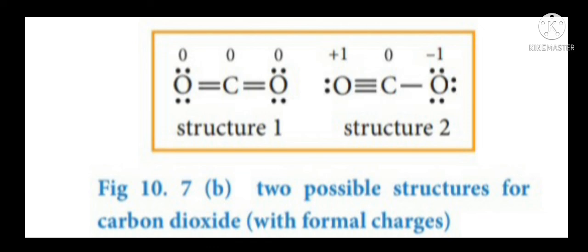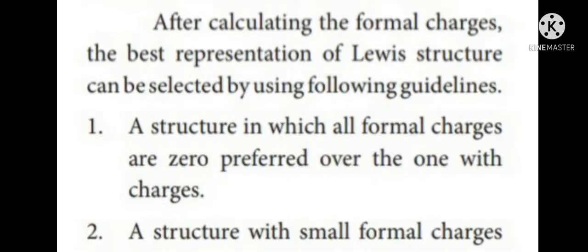In structure 1, all the individual atoms, that is both oxygens and carbon in the molecule, have formal charge value 0. But in structure 2, the formal charge of carbon is 0, the formal charge of the singly bonded oxygen is minus 1, and the formal charge of the triply bonded oxygen is plus 1. It is shown here.